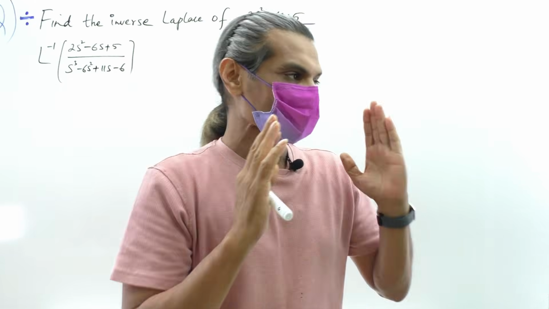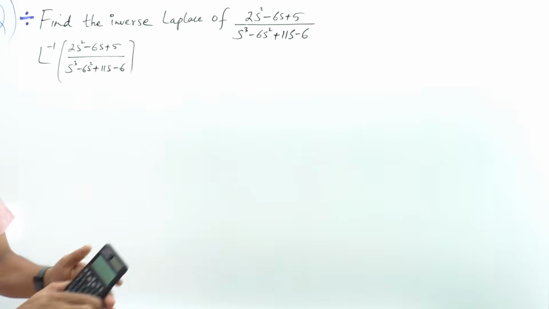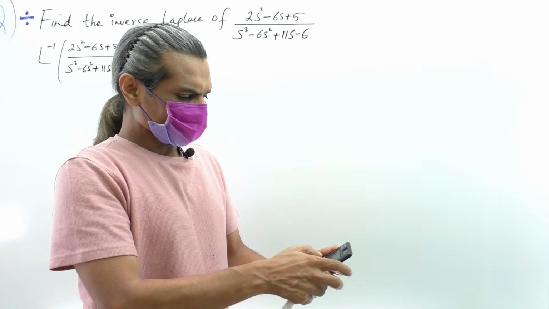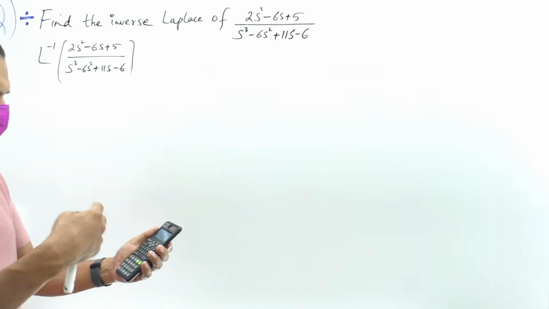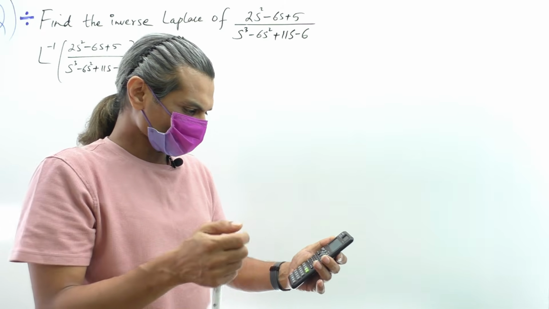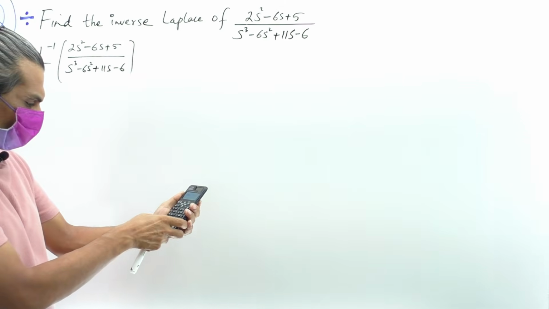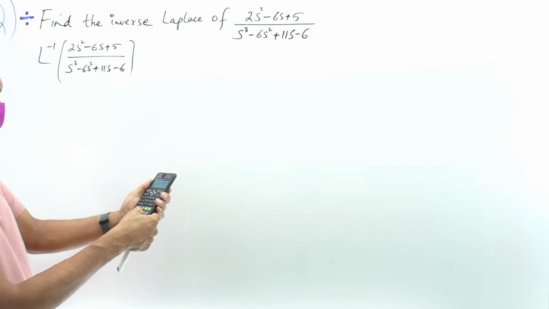Okay, so first let's see if this can be factorized. We can do it easily using a calculator. What you can do, go to mode, go to mode equation. This is cubic, ax³ + bx² + cx + d, that's number 4. And then enter the coefficients here. We have 1, −6, 11, −6.